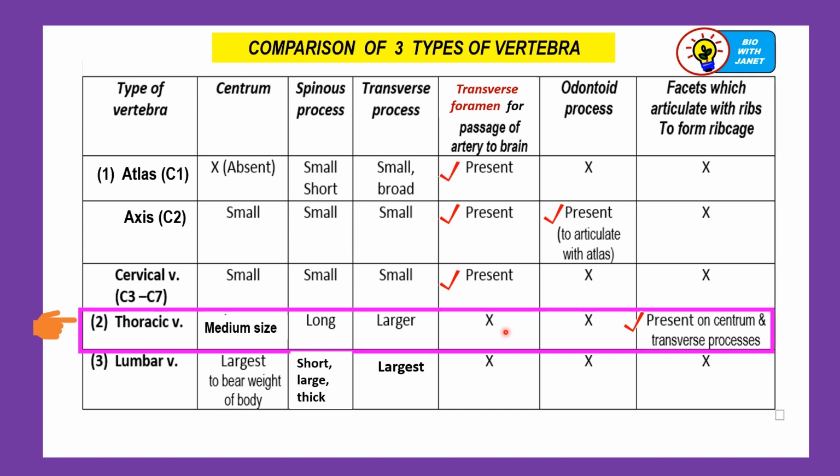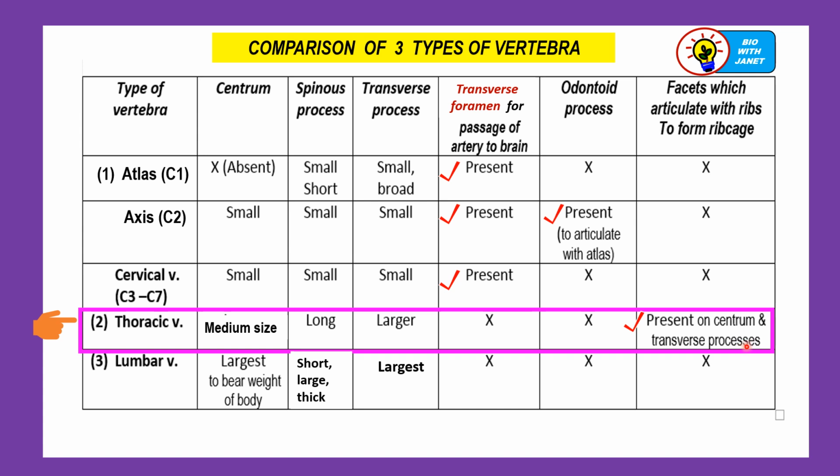So it doesn't have any transverse foramen for the passage of artery to the brain. This is not found in the thoracic vertebrae. Okay, the transverse foramen is only for the cervical vertebrae. It doesn't have an odontoid process, but it has a unique structure, which are the facets, the surfaces that articulate or form joints with the ribs to form the rib cage, right? We'll be looking at this in a short while.